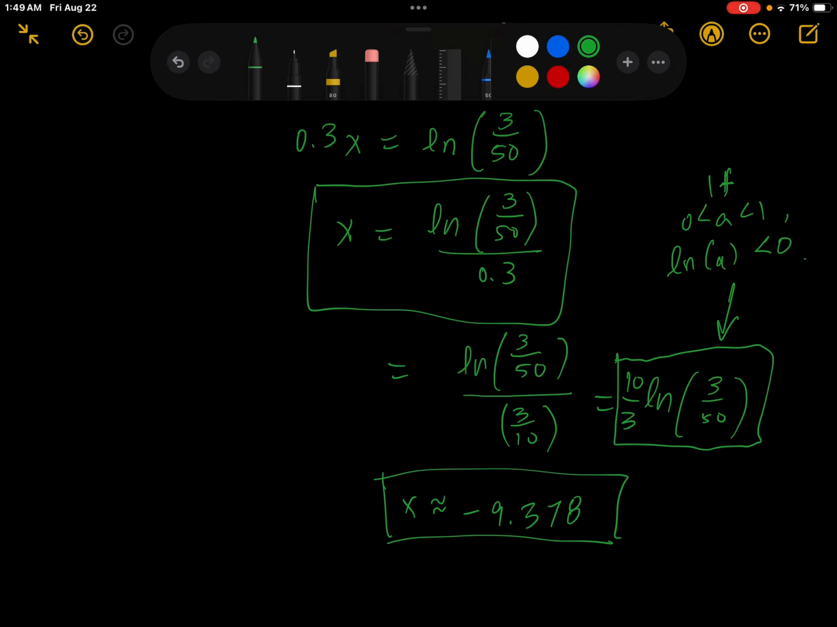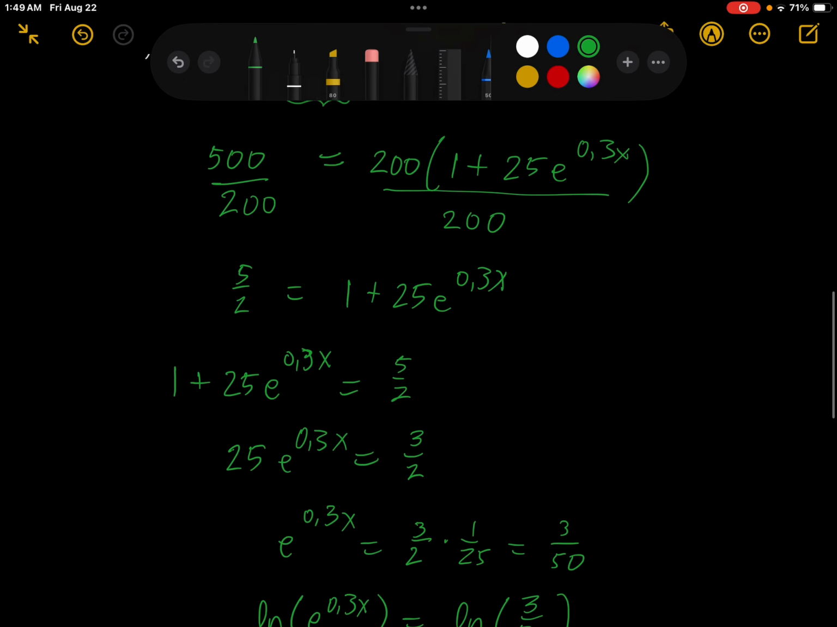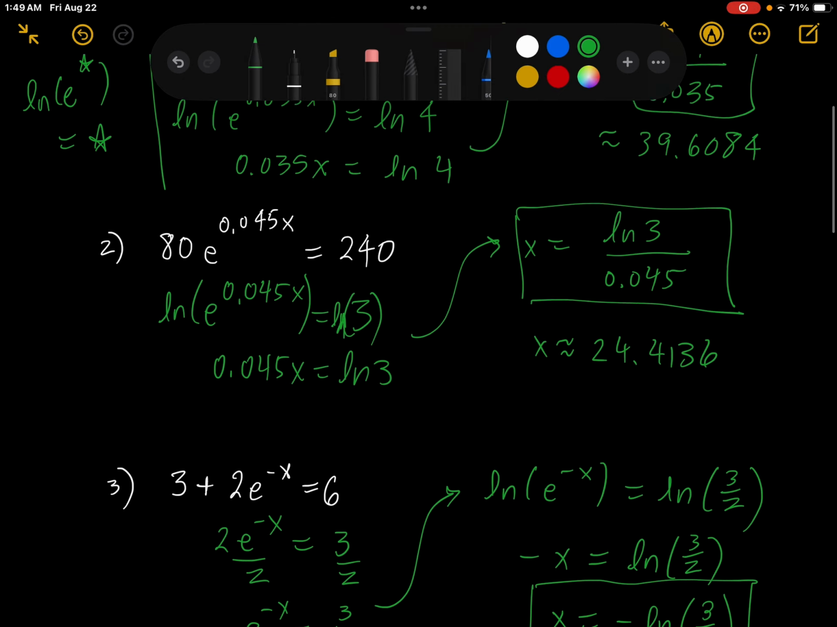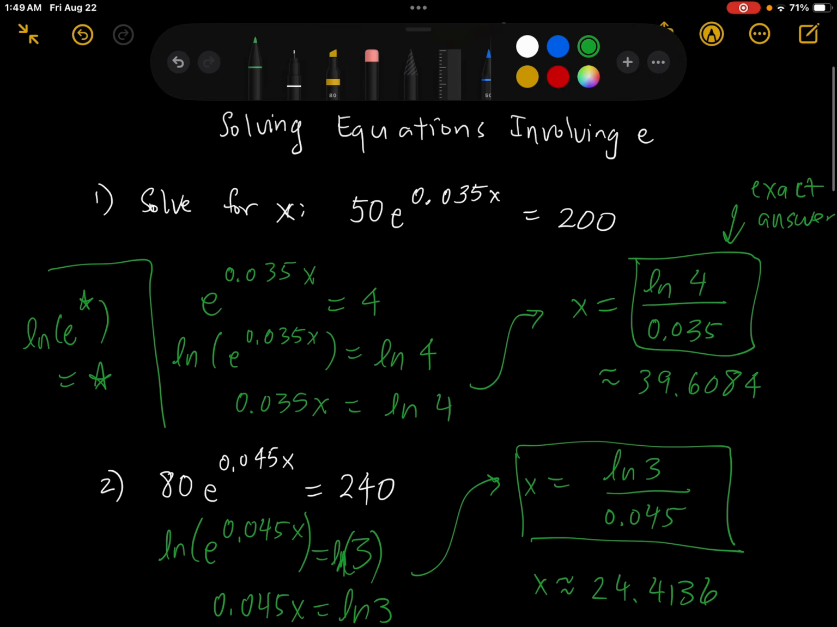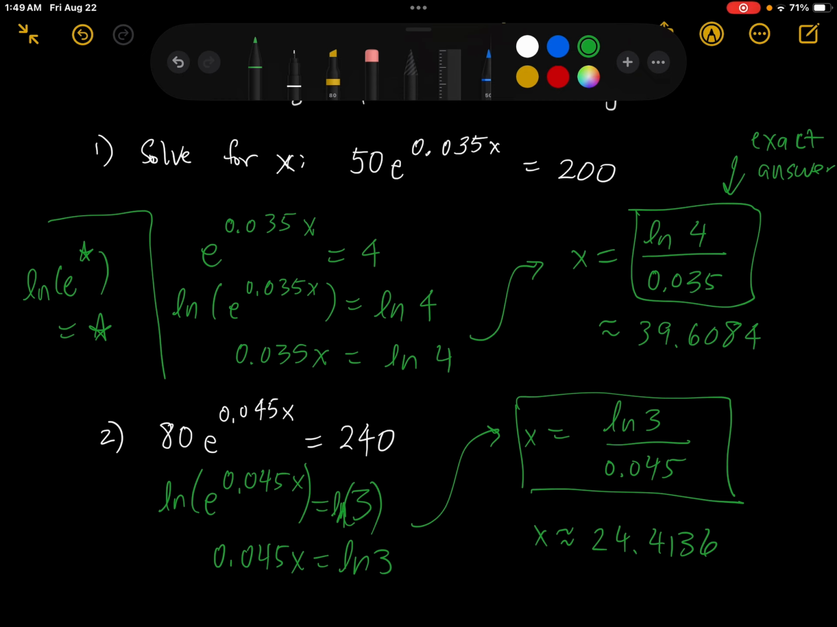Okay, so those are some examples of how to solve problems involving e when you're trying to solve for x and x is in the exponent. In all these problems, x is in the exponent, and the general strategy is you want to take the natural log of both sides and then use the property that the natural log of e to anything is just the thing. And so if you look at this, that step is what allowed us to solve for x.